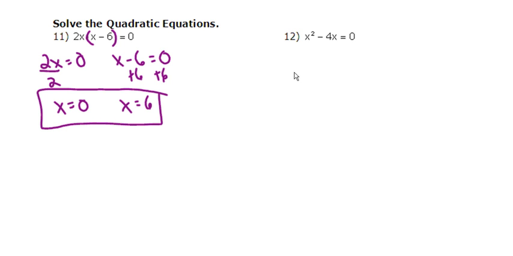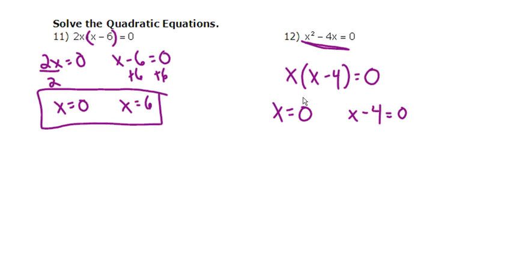Now 12. You guys tend to not know how to do these problems. Remember, just like factoring, your first step is to take out a GCF. In this problem, there is a GCF. You can take out an x. If I do that, I'm left with x minus 4. So now it's in factored form already. It's just like number 11. I set both of my factors equal to 0, and I solve. This is already solved. This one I add 4, and I get x equals 4.